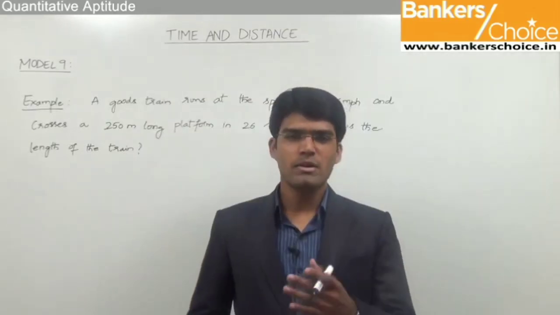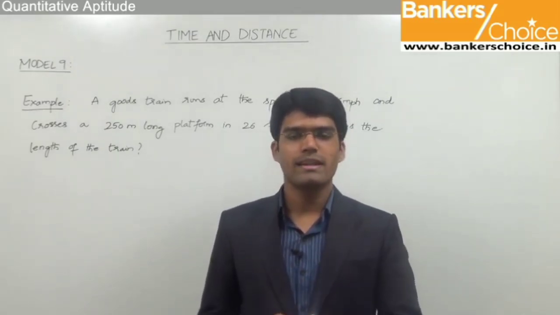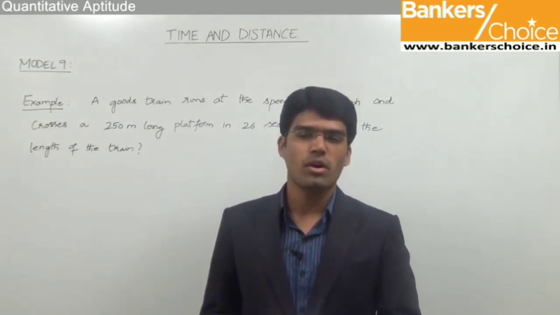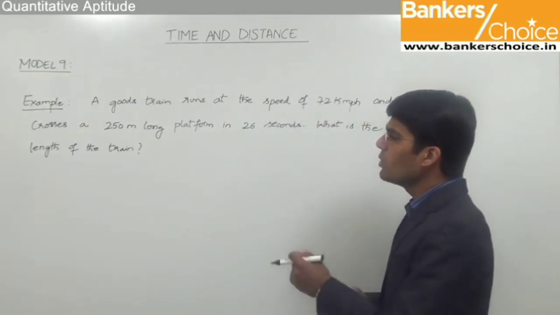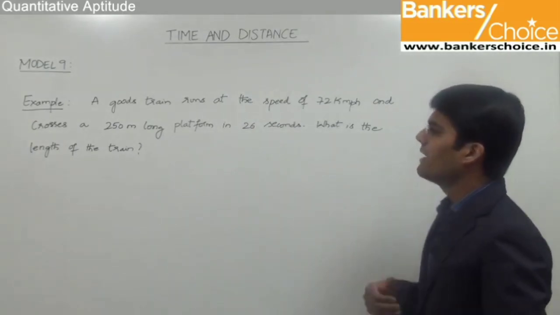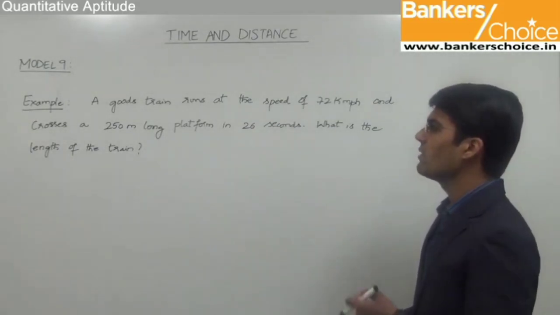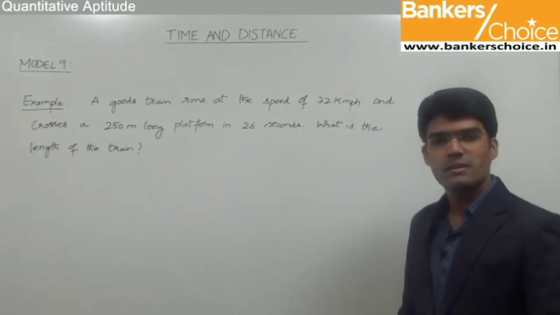Let us now take an example based on the model that we have just discussed, where a train of a given length has to cross a stationary body of some length. Let us look at the example here. A goods train runs at the speed of 72 kilometers per hour and crosses a 250-meter long platform in 26 seconds. What is the length of the train?